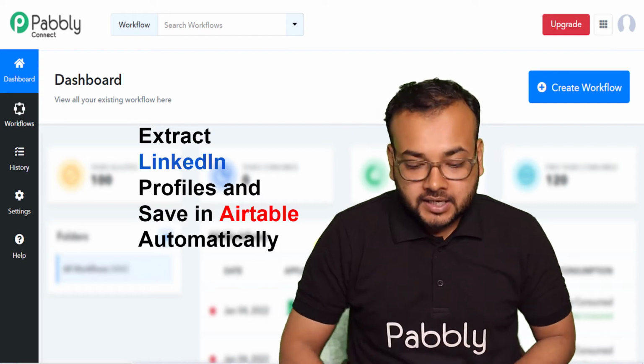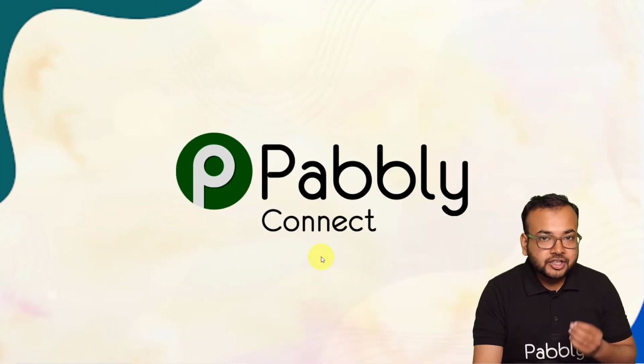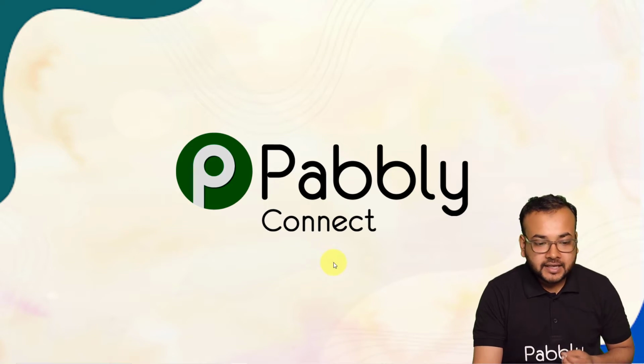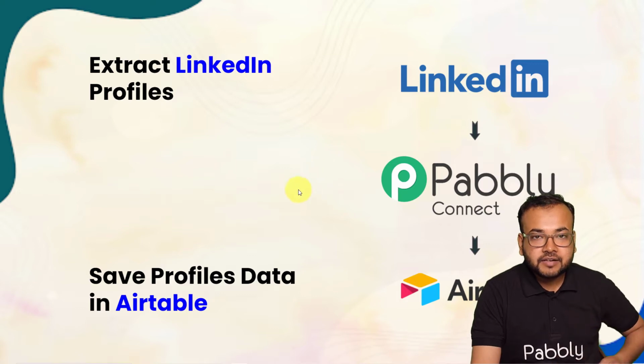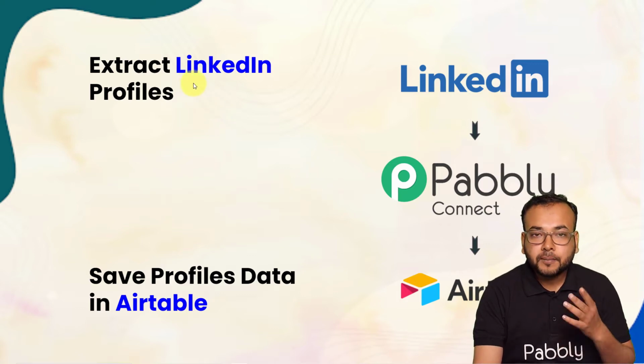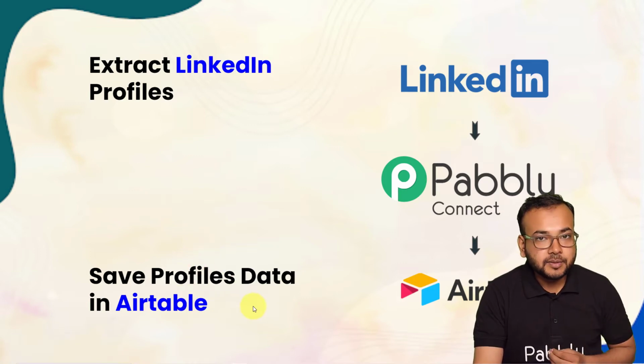So let us begin. To set up this automation, I'm using an automation and integration tool called Pabbly Connect, and the flow of this automation will look something like this. First, it will extract the profiles from LinkedIn. After that, it will automatically save the profiles data in a base you have in Airtable. Okay, so let's start setting up this automation.